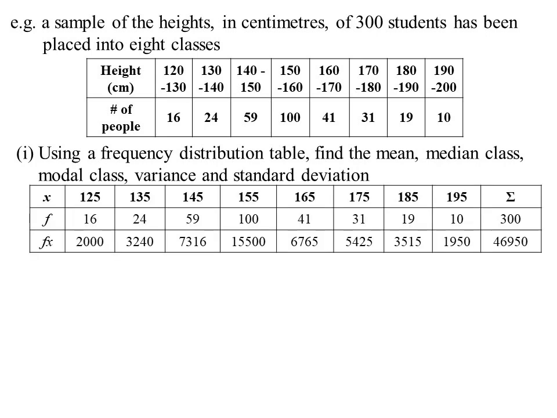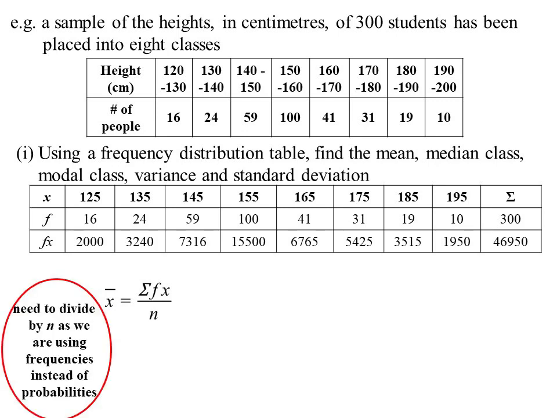Here's our frequency table. Average. When we were doing it before, we just simply said it was the sum of this column. But in this case, I have to divide by n. And the reason why? This is not a probability distribution table. This is a frequency distribution table.